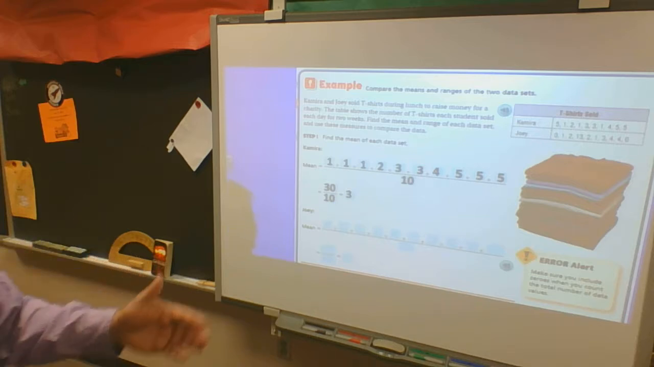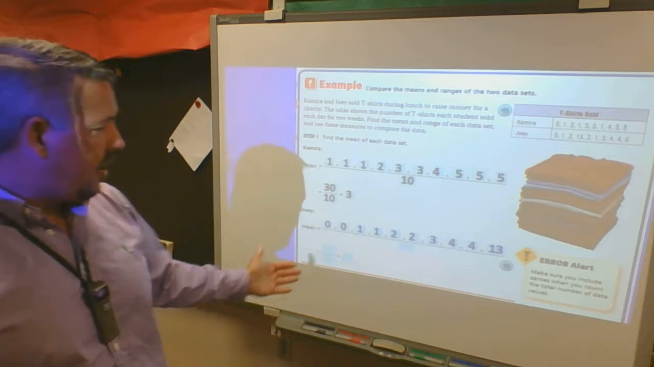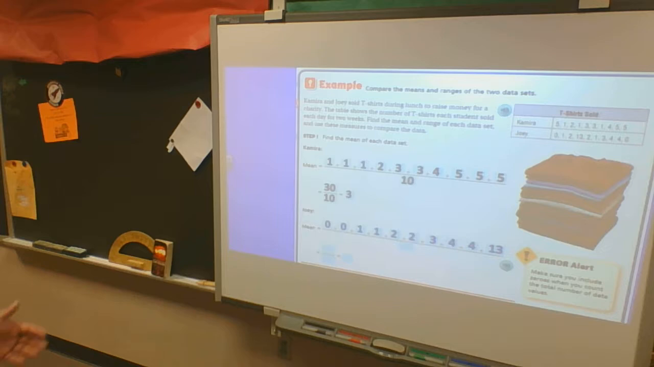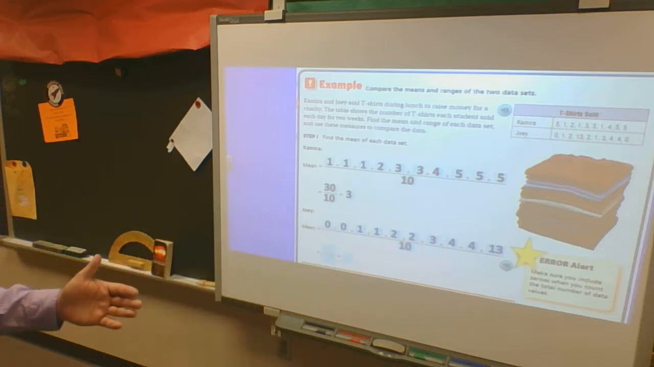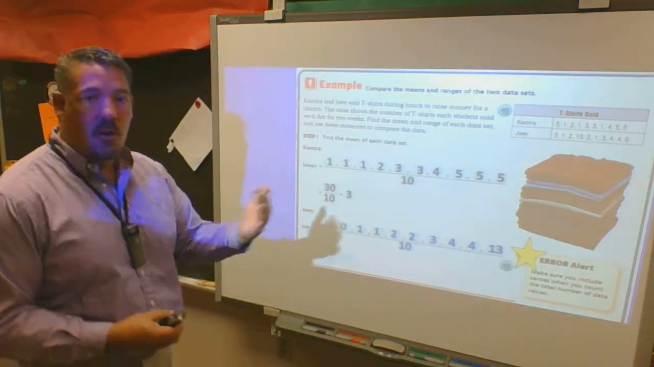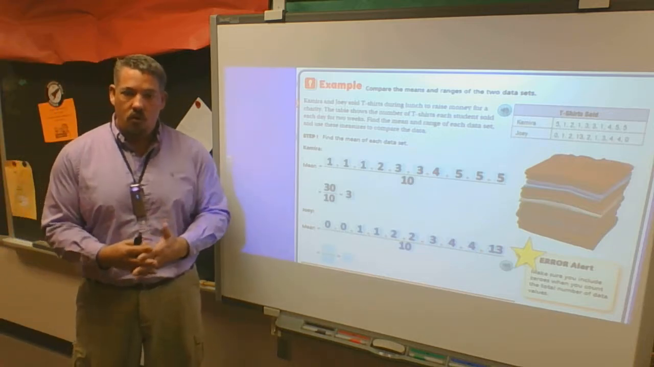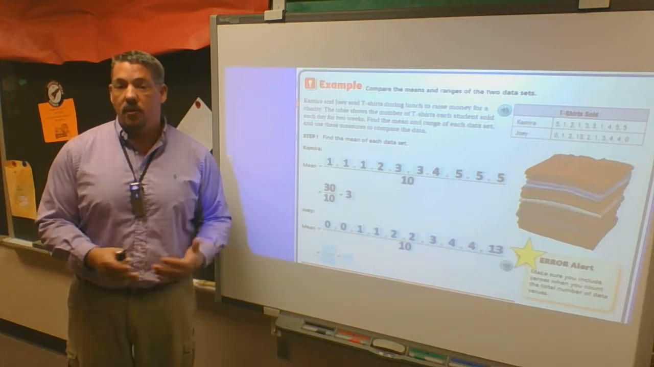Joey's days, there are some days he didn't sell any at all. 2 days he didn't sell any at all, but one day he really kicked it in and sold 13 t-shirts. But when I add them all together, I'm going to get a different number. Now, I put a star here because your book reminds you of something that I told you in the last set of videos. When we're doing mean, we have to include the zeros in our total data set because it would throw off our average if we don't.